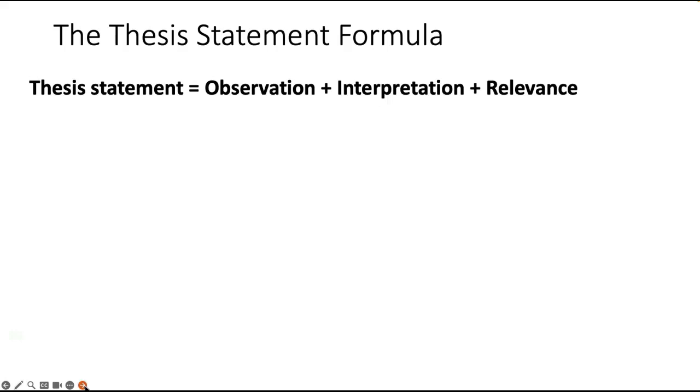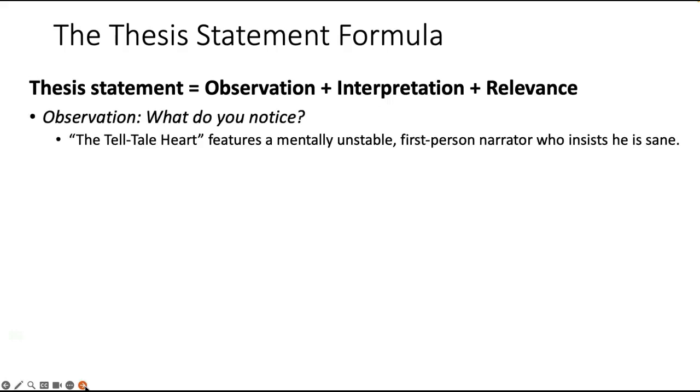So I'm giving you this formula as kind of a set of training wheels, if you will, to help you through the process of developing a thesis statement. But as you develop in terms of your facility with writing and as you gain more confidence, you can feel free to deviate from this model. Okay, so that's my caveat emptor. I'll get into the formula. So a thesis statement equals observation plus interpretation plus relevance.